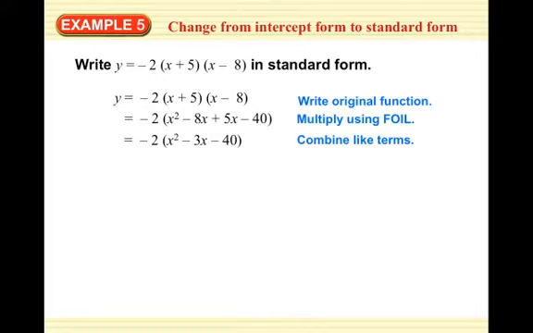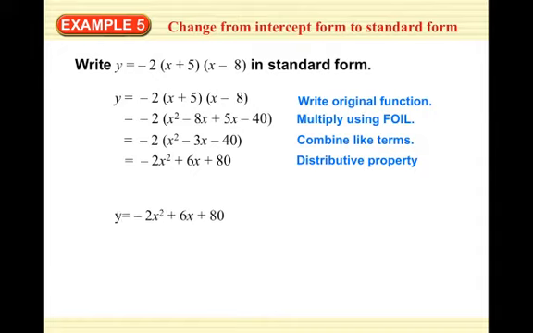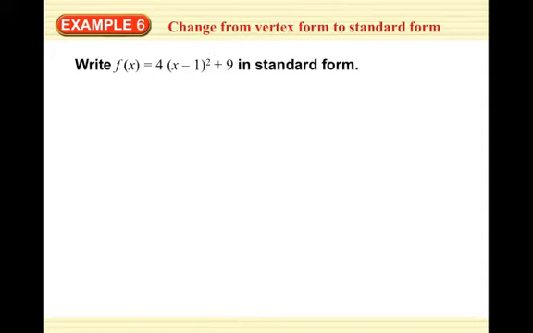What do we do next? Well, we distribute the -2. So we get -2x squared plus 6x plus 80. And that gives us our final answer in standard form, y equals -2x squared plus 6x plus 80. Now, you do need the y equals part. Okay, it either needs to be in y equals ax squared plus bx plus c form, or you can have function notation and have f of x equals ax squared plus bx plus c.